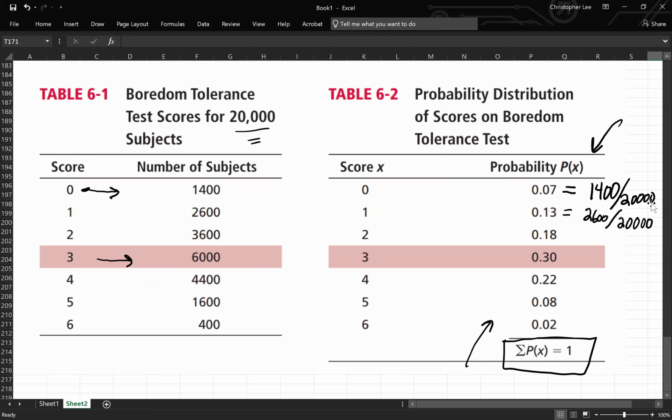Questions on this? Just giving y'all the information right now. We haven't done a question yet. All right. But just to recap, how do we get the probability scores? We take the event and divide it by the total. Event divided by total.